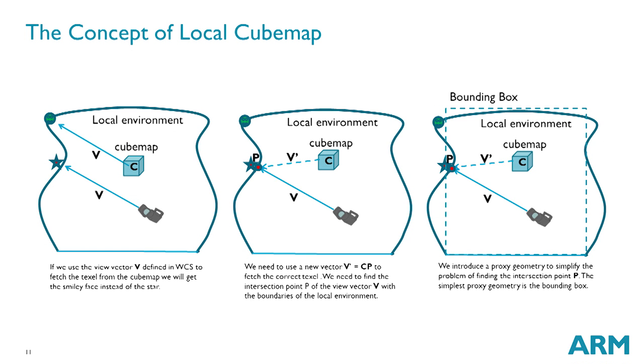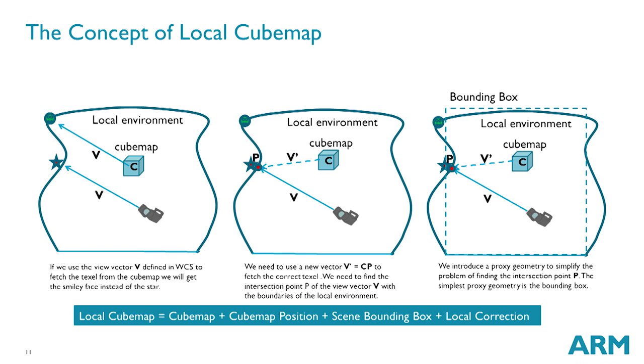So at this point, we need to clearly distinguish between standard Cubemap and local Cubemap. The local Cubemap is a more complex entity. The local Cubemap is more than just a simple Cubemap. It's a Cubemap, our standard Cubemap, but we need to consider the position where the Cubemap was generated. We need to consider the proxy geometry, in this case, the scene bounding box, and we need to apply the local correction. We call that the local correction instead of a parallax correction, because parallax is not the right term to use here. There is no parallax. So we are now working with a more complex entity than a simple Cubemap.